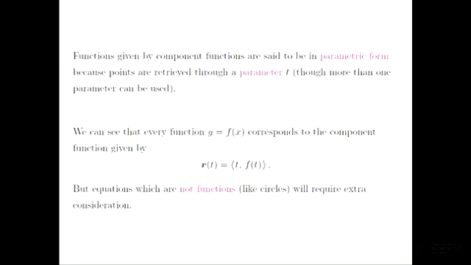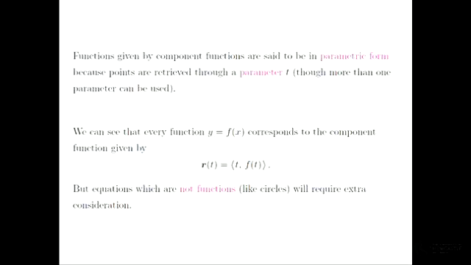We can see that every function, y is equal to f of x, easily corresponds to the vector valued function given by this. So any function that's expressible as y equals some function of x, you can easily parameterize it because your first component can simply be the parameter x, and you send it to your function, it gives you another one back. However, we are dealing with shapes that aren't functions.